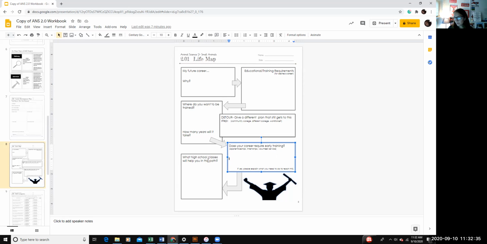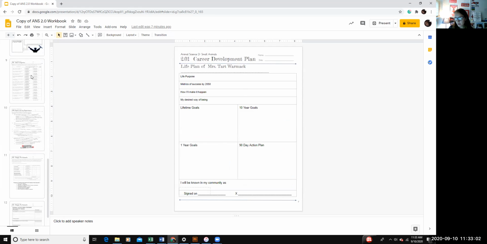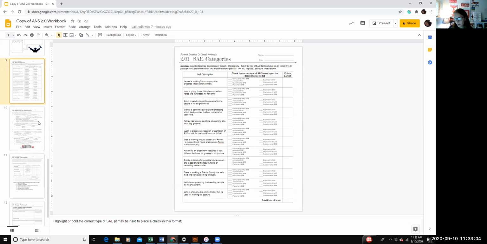And then what high school classes will help you in this path? So what classes have you already taken that would help? And then what classes maybe have you not taken that could help you? Those are some options. And it doesn't have to be just at the high school level. If you're already taking some college classes that are helping you, you could put those as well.